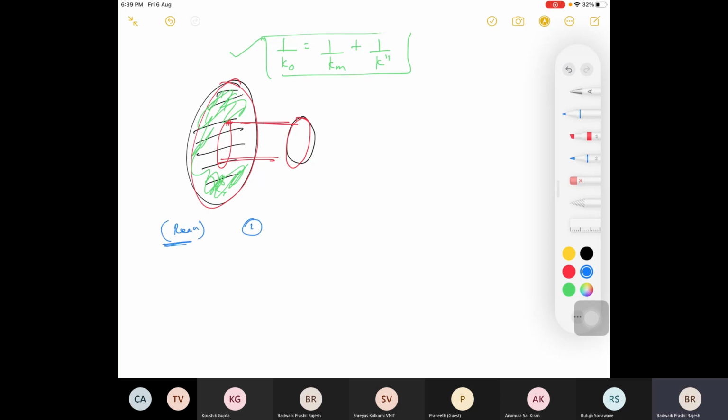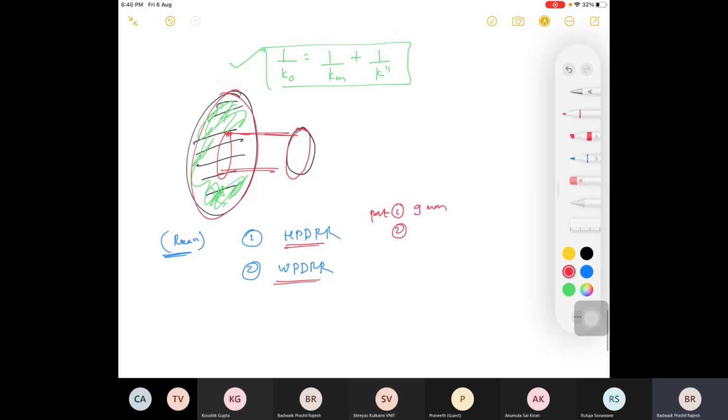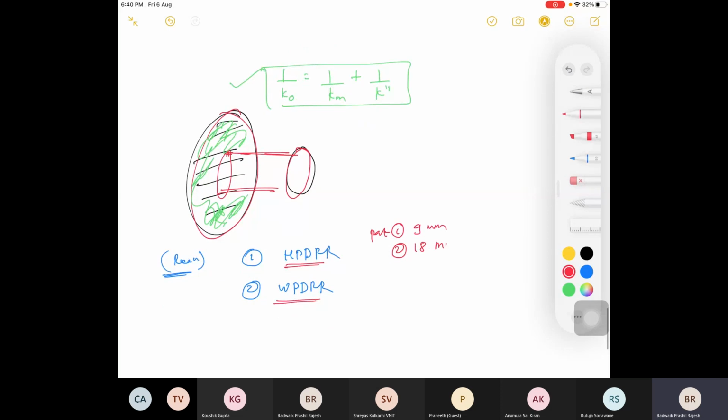I also told you one point: high pore diffusion resistance regime and weak pore diffusion resistance regime. Okay, in high pore diffusion, what did I tell you? Suppose I have particle 1 with size, suppose, 9 mm, catalyst size or catalyst diameter, and a second catalyst with diameter 19 mm. You can see there is a change in size of the catalyst, size of the particle. Because of that, there will be a change in rate. You just write change in rate.